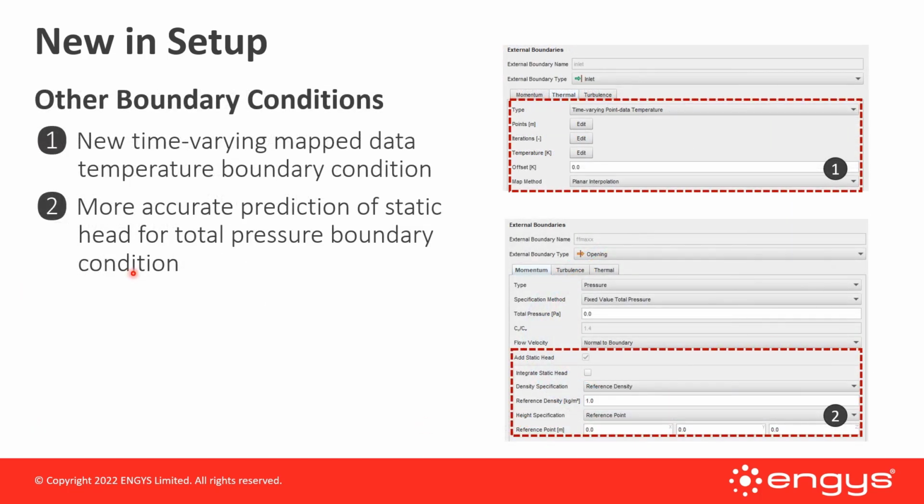In terms of boundary conditions, we have a new time varying mapped data temperature boundary condition, similar to what we already have for velocity and pressure. And also we have a new boundary condition for total pressure. More specifically, we have a new static head option to define a different criteria to calculate the static head. So instead of assuming the constant density, you can have the integral of the density across the surface. So instead of a linear, you can have a parabolic profile.